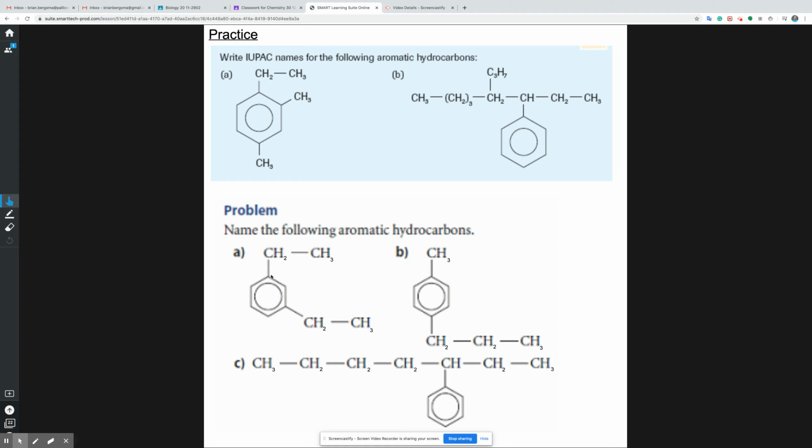Down here, we have 2 different groups; these are ethyl groups coming off. So it'd be 1,3-diethylbenzene. This one we have a methyl group and a propyl group, so it'd be 1-methyl, 4-propylbenzene. And then here, 1, 2, 3, 4, 5, 6, 7, so we have 3-phenylheptane.